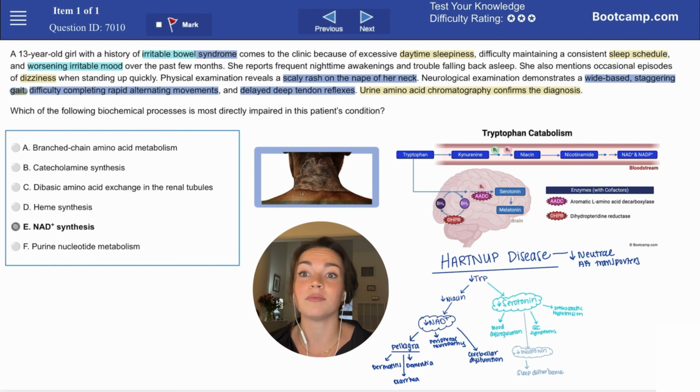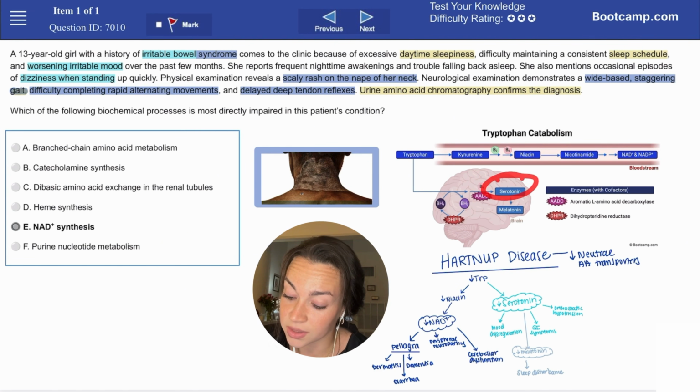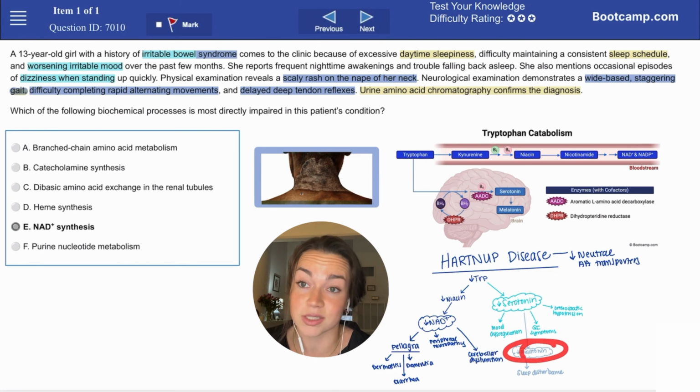A lack of serotonin means impaired vasoconstriction, and so when you stand up and you need that boost in blood pressure mediated by serotonin-induced vasoconstriction, you won't have that, and you can be met with dizziness when standing, like in this patient. And finally, like we said, serotonin is upstream of melatonin. So if we're deficient in serotonin, we're going to be deficient in melatonin as well.